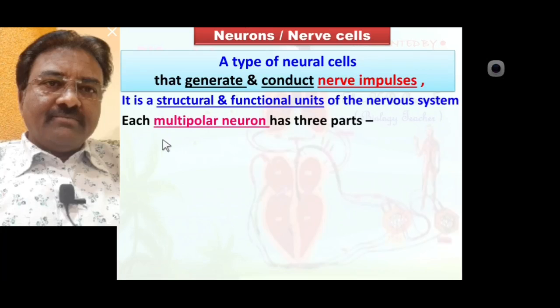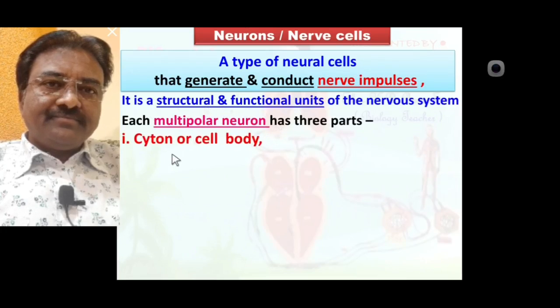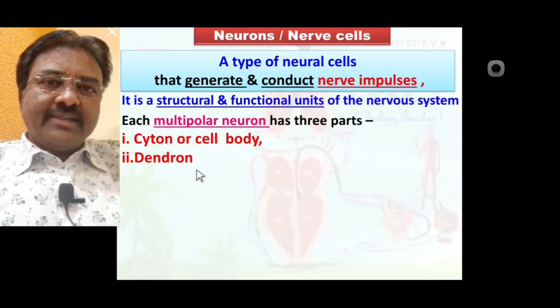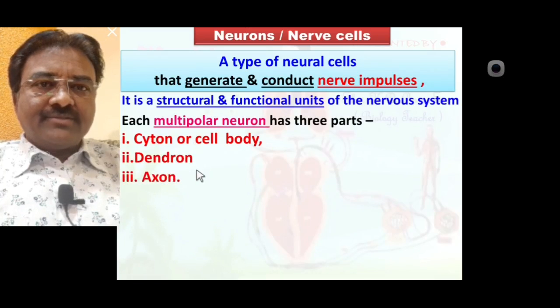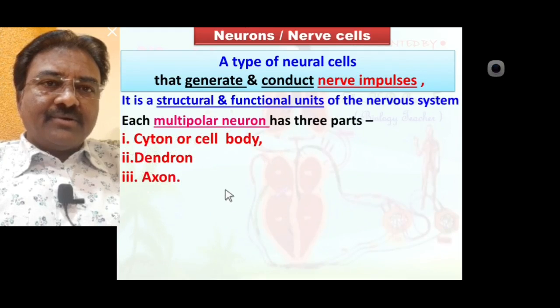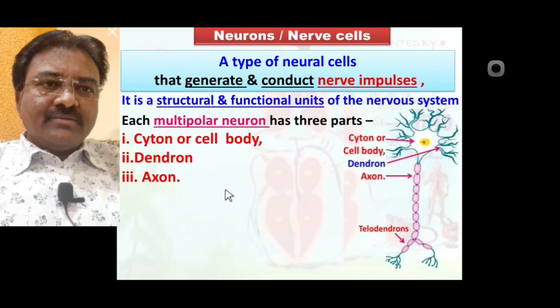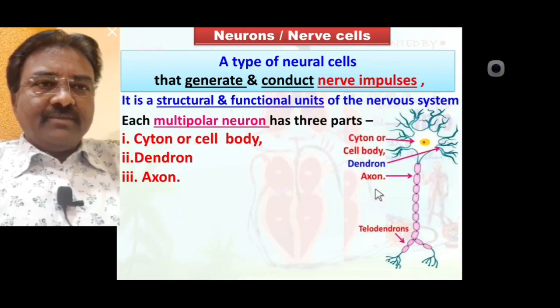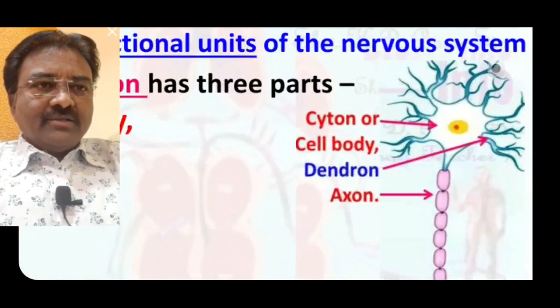Each multipolar neuron has three parts. Number one, cyton or cell body, second dendron, and third axon. Each multipolar neuron consists of three parts: cyton, also called cell body, dendron, and axon. Let me show you with the help of diagram what are the three parts of the neuron.